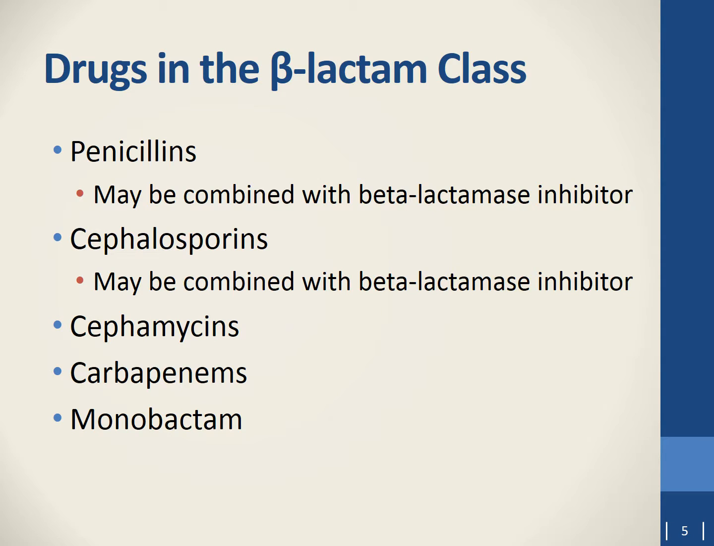So as we think about the beta-lactam class, we classify them or subclassify them into essentially 5 groups. We have the penicillins, which can be combined with a beta-lactamase inhibitor or not. We have the cephalosporins, which now there are a couple of them that do come with beta-lactamase inhibitors as well. The cephamycins, the carbapenems, and then we have one monobactam in the beta-lactam class.